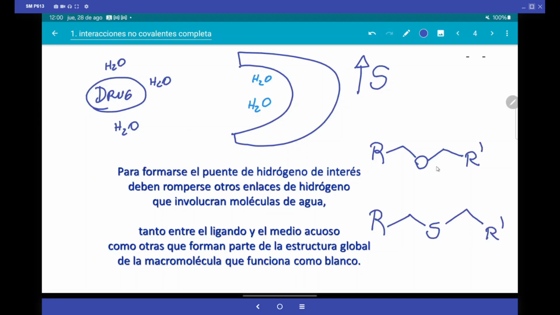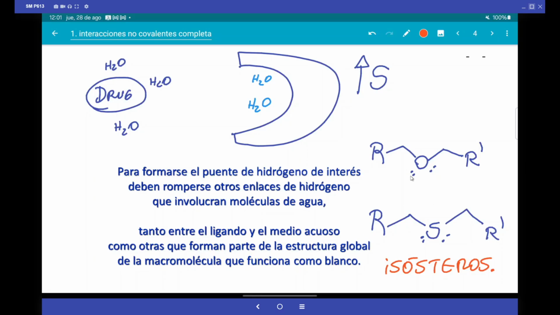We are going to say that oxygen and sulfur are isosteric. It means that they have similar chemical behavior, but they are not the same. They have similar chemical behavior and similar electronic properties. The problem had to do with this.